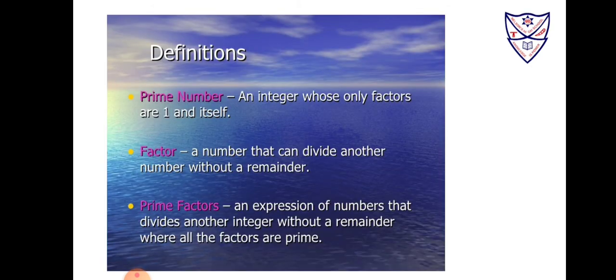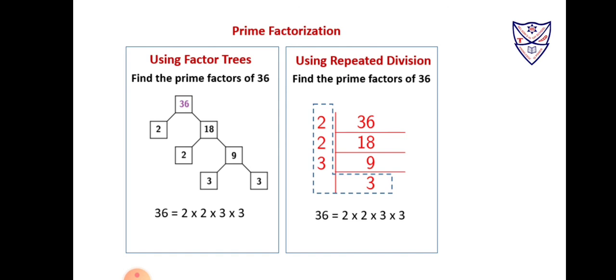Now let us define prime numbers, factors and prime factors. A prime number is an integer whose only factors are 1 and itself. A factor is a number that can divide another number without a remainder. Prime factors means what? Numbers that divide another integer without a remainder where all the factors are prime. Let us understand the prime factors method to find prime factorizations. There are two methods of prime factorization: using factor trees and using repeated division.